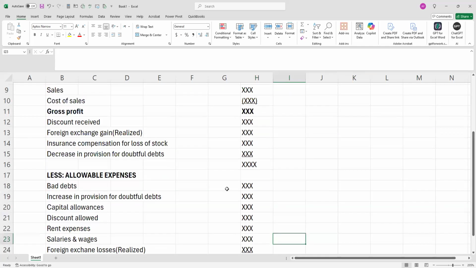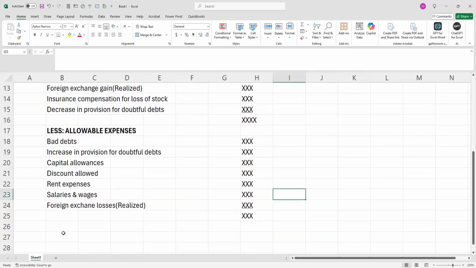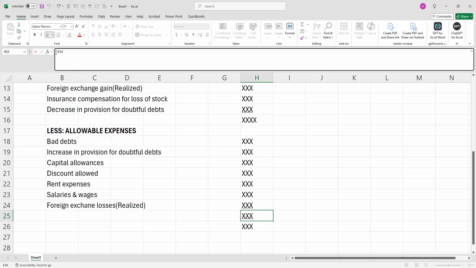After that, the next important element will be our total allowable expenses, so that at the end of the day, this will give us what? Our business income. This will give us our business income.